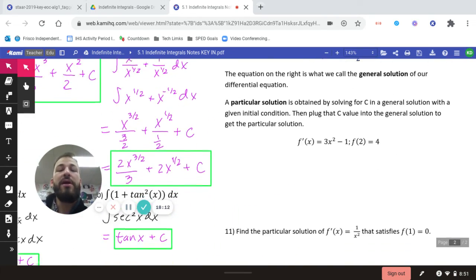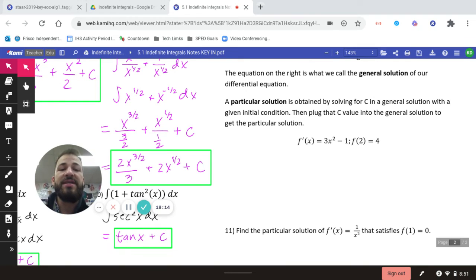A particular solution is obtained by solving for c in a general solution with a given initial condition. So if I give you a value to plug in for x and for y, then you can actually solve for what that c value is. So let's look at an example. I have f prime of x is equal to 3x squared minus 1, and I'm told that f of 2 is equal to 4, which just means my x value is 2, my y value is 4.